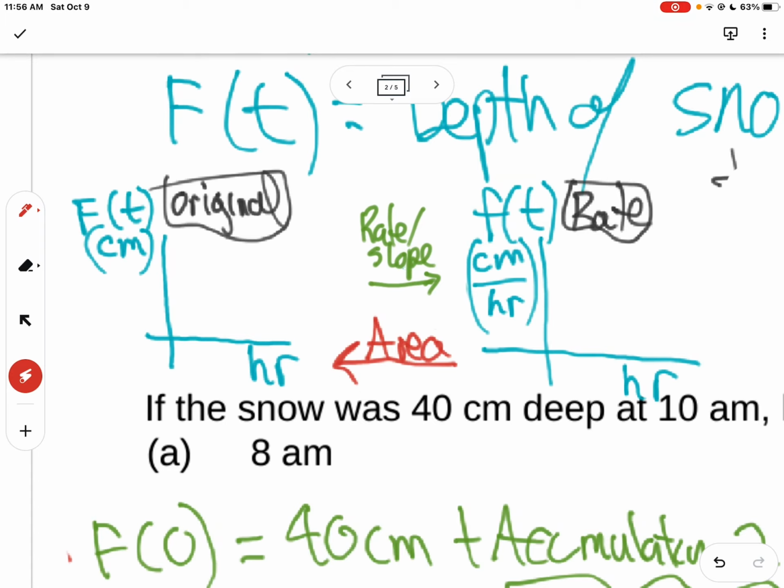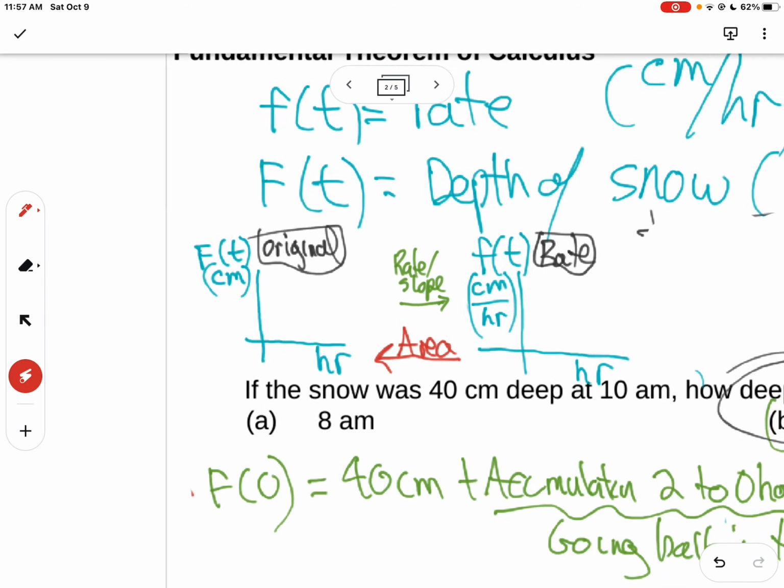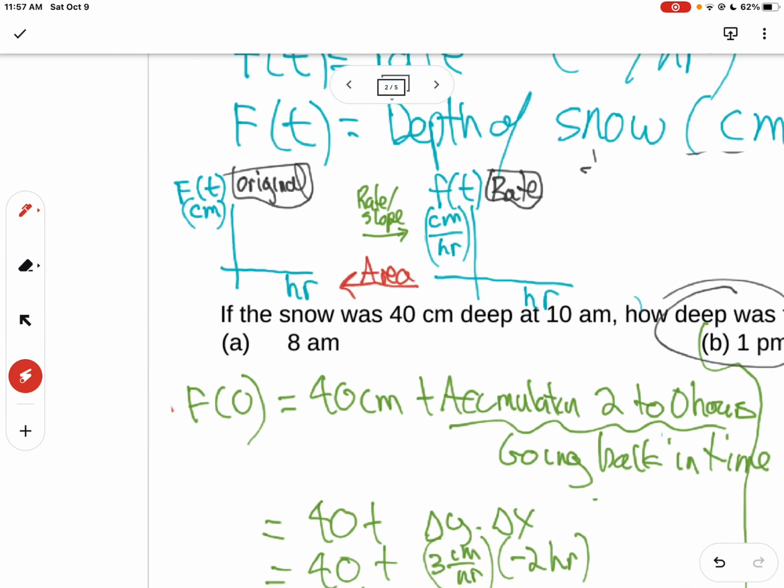And then what about going in the other direction? What if I took the slope of this graph, delta y over delta x? Well, the units on delta y would be centimeters. The units on delta x would be hours, so centimeters per hour. So if I take the slope of an original, I get the rate function. Okay, the rate function. Okay, so let's start figuring out what all these things are.